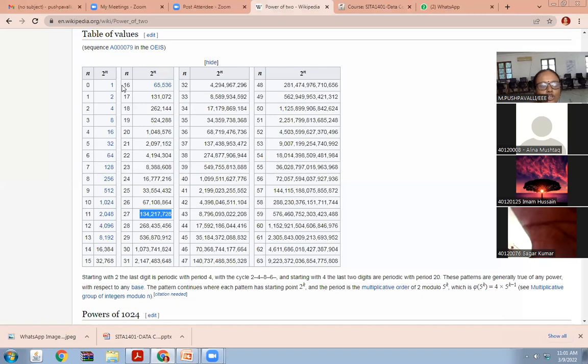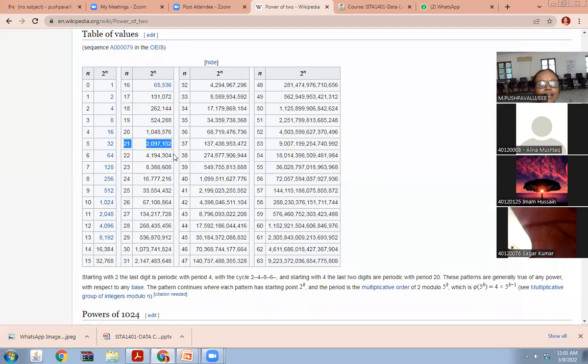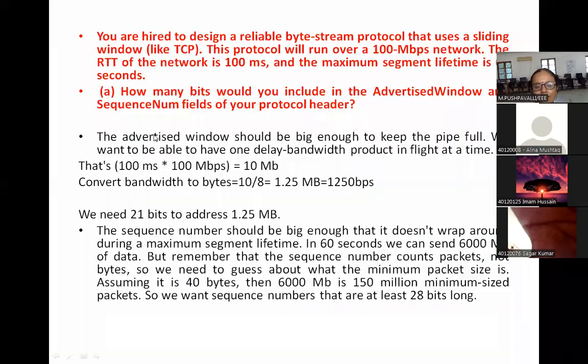You see 2 power 16 is 65,536, 2 power 20 is 1 megabyte, and 2 power 21 is 2 MB. Our value is not exactly 2 MB; it is greater than 1 MB and less than 2 MB. So that's why I choose 2 power 21. So the sequence number should be 2 power 21.